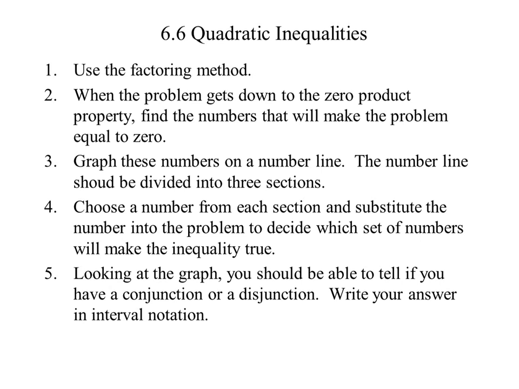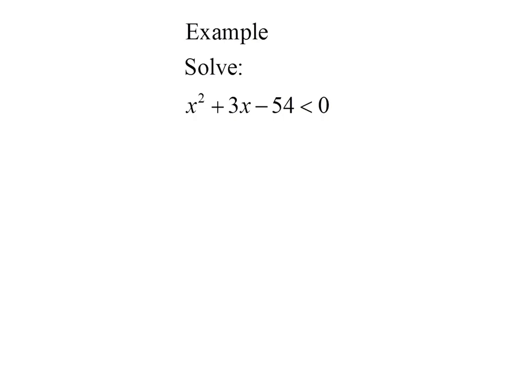Now, one section could be true, all 3 sections could be true, just 2 of them could be true, or none of them could be true. These are all possibilities: no solution, infinitely many solutions, a disjunction, or a conjunction. 4 different possibilities. So let's look at this.